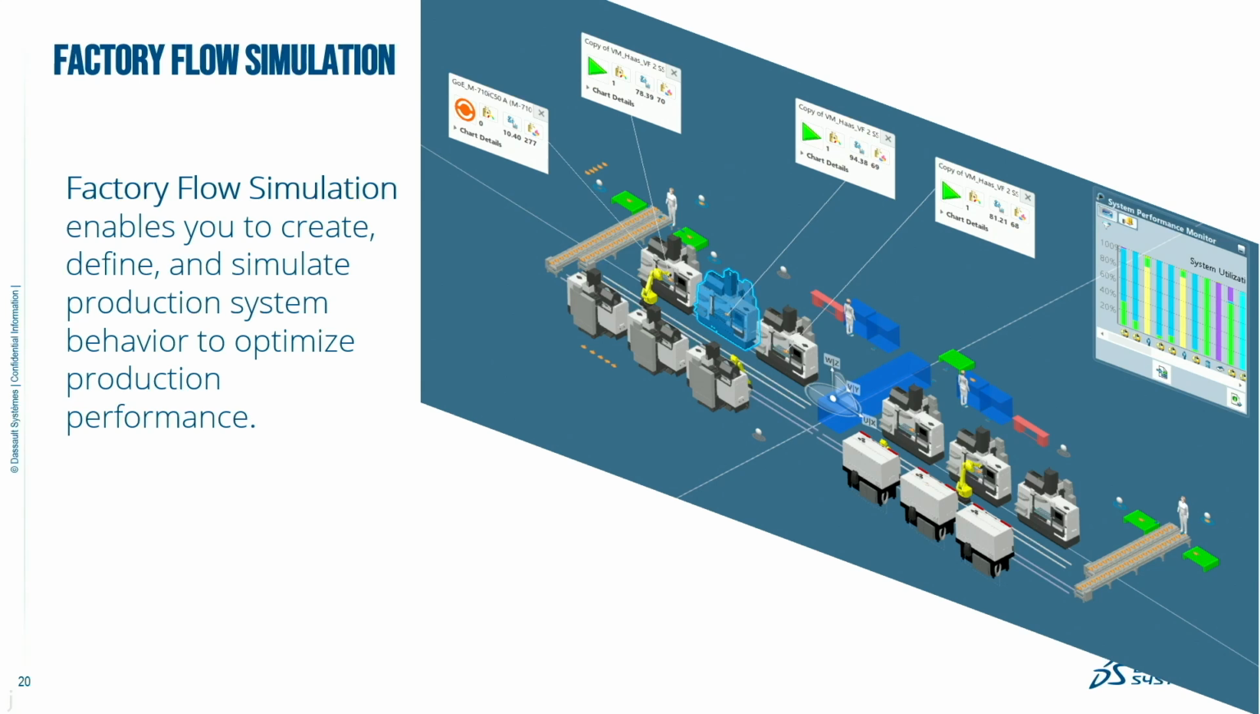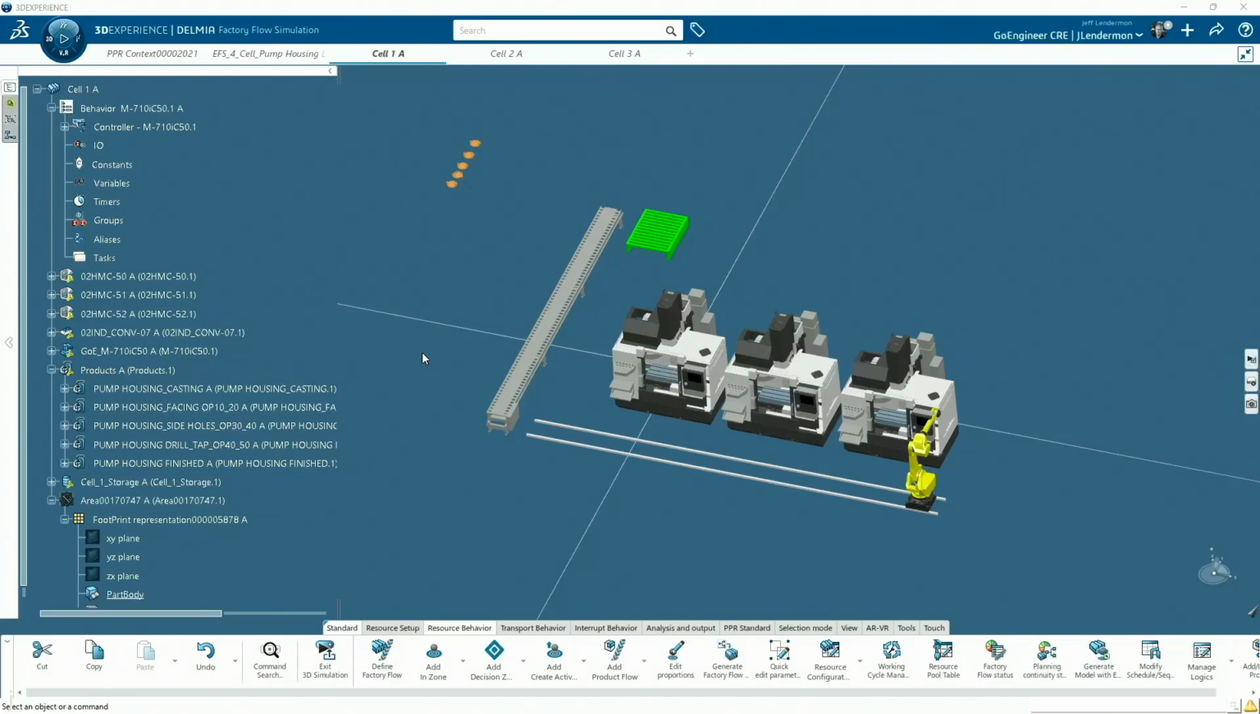You can send workers on breaks. You can have scheduled breakdowns or unscheduled breakdowns, scheduled maintenance, all of these things in factory flow. So what we'll do is look at what it takes to set up a factory flow. It's really simple.